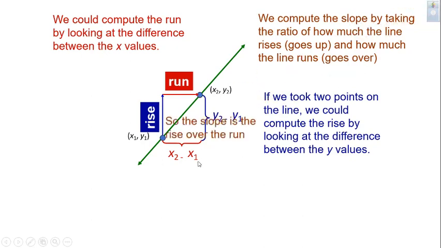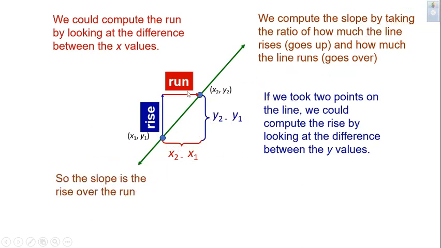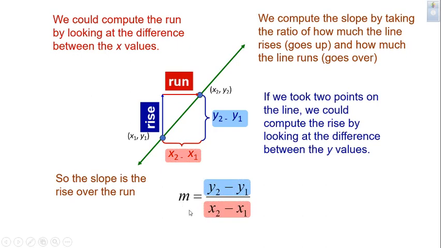The slope is how fast the y value changes with respect to the x value. In other words, rise over run. The change in y over the change in x. So the slope, which is represented by the symbol m, lowercase m, is change in y over change in x, rise over run, y2 minus y1 over x2 minus x1.